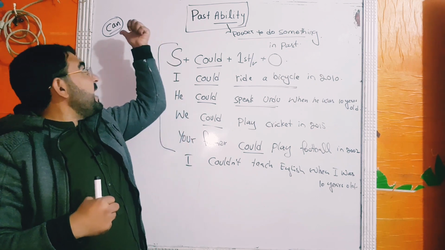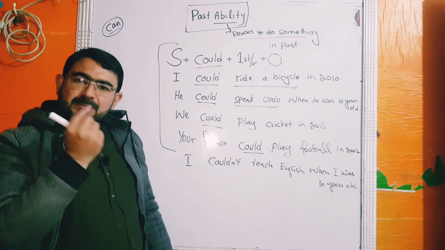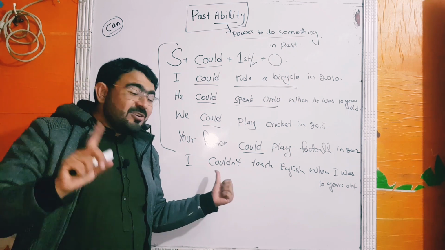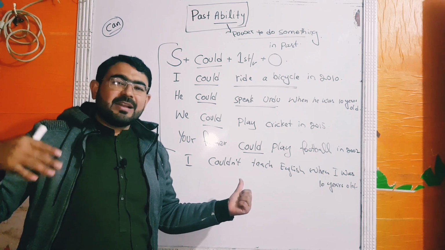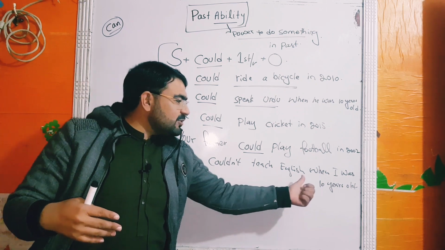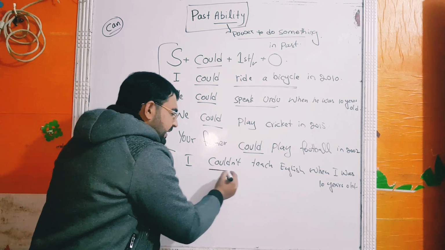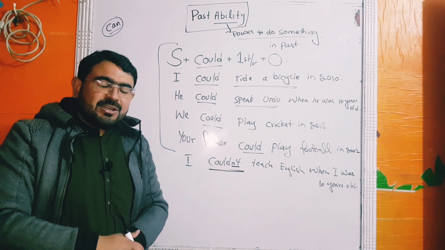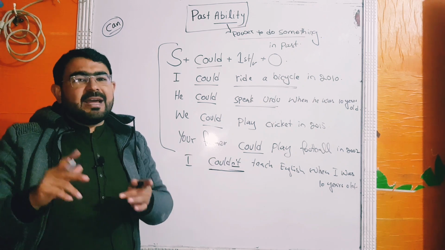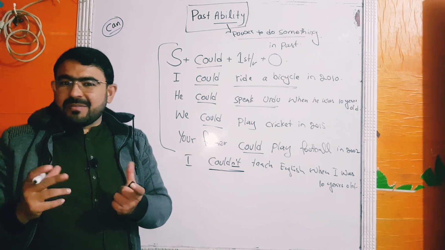So I'll say I can teach English, I can speak English, but I could not teach English when I was in matric or when I was 10 years old or when I was 15 years old. That time it was not my ability, so I can make a negative sentence. Could not, couldn't. I couldn't speak English. I couldn't teach English when I was 10 or 12 or 15 years old.